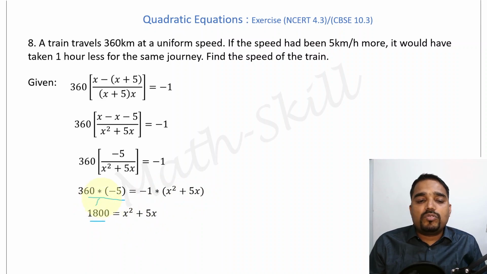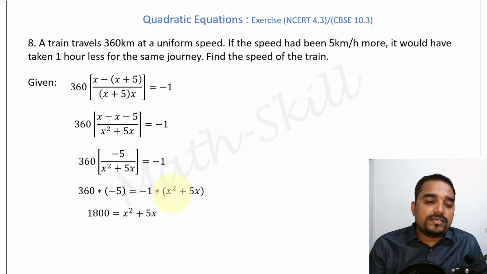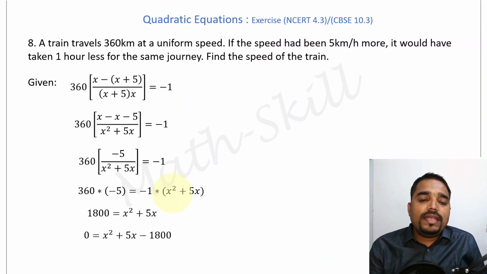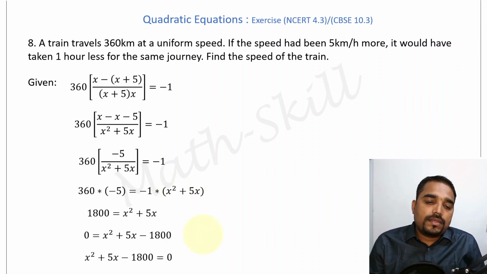Now let us transpose plus 1800 towards RHS. Plus 1800 would become minus 1800. That is 0 is equal to x square plus 5x minus 1800. Upon swapping the terms, we would be getting x square plus 5x minus 1800 equals 0. That is this particular equation.